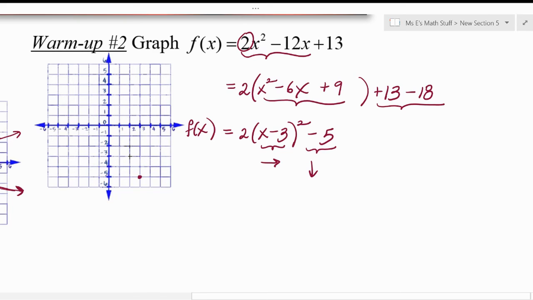And then from there, you have this stretch factor of 2. So we're going to do an x squared pattern, but we're going to double your heights. And so instead of going from the vertex out 1, up 1, we're going to go out 1, up 2. Because you'd have to double your results there. And then instead of going out 2, up 4, you're going to go out 2, up 8. Which I think puts you here. Yeah. And then to the left 2 from the vertex, up 8. And then fill it in.